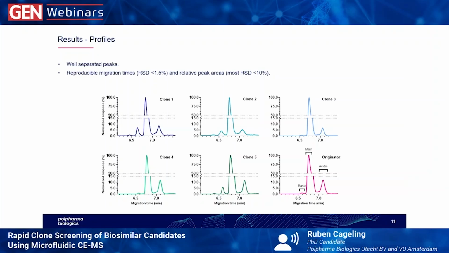And what you see here is that the peaks are very well separated. You can clearly distinguish between the basic, the main, and acidic peaks. From the triplicates, we could deduce that we have very reproducible migration times with low RSD values, and also the relative peak areas after integration have very low RSD.